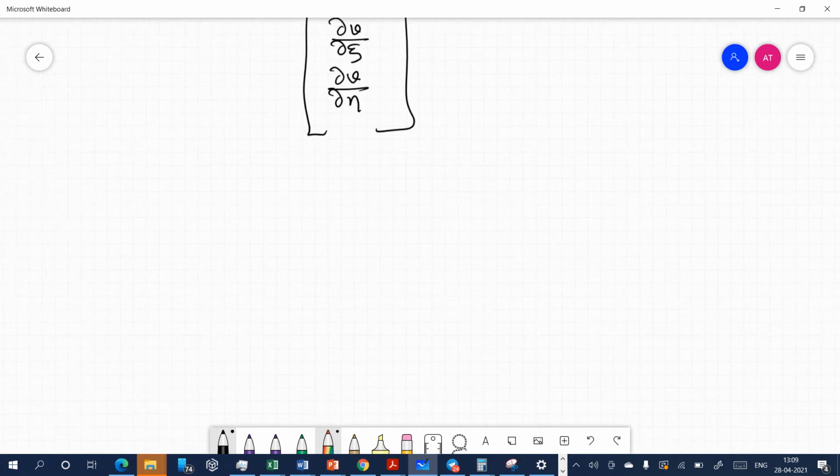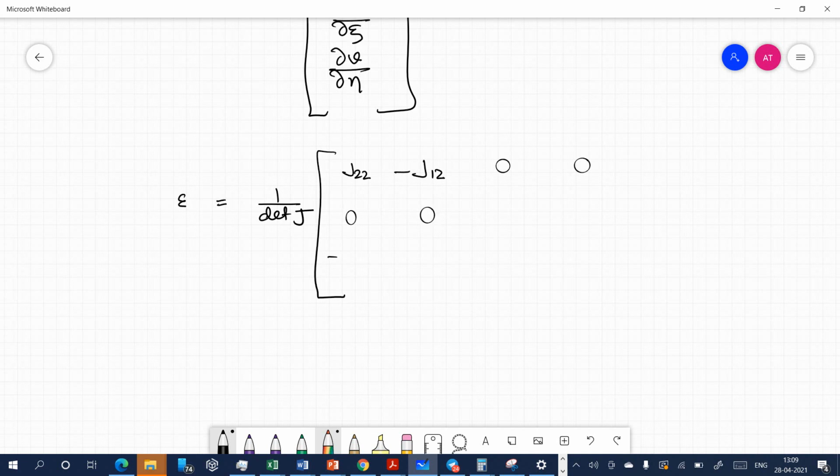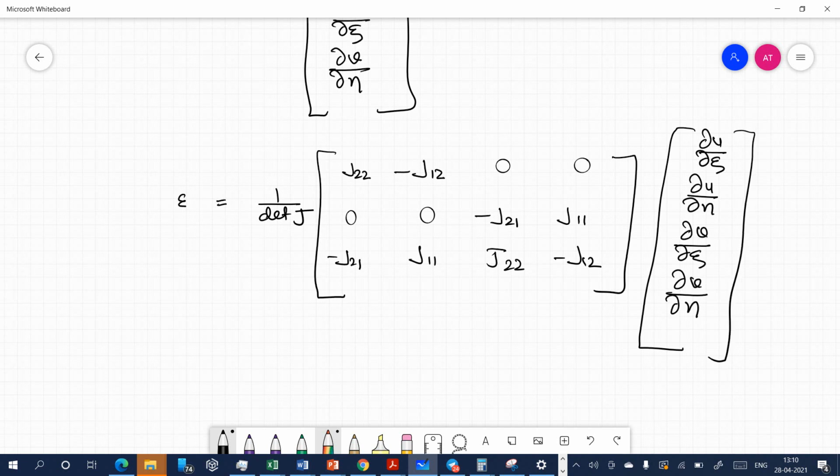And the matrix A. What is this A matrix? The A matrix, or I can write strain as 1 by determinant of J, and then I have this matrix where I have J22, minus J12, 0, 0, then I have here also 0, then I have minus J21, J11, minus J21, J11, J22, minus J12, into del u by del zeta, del u by del eta, del v by del zeta, and del v by del eta, isn't it? So we can solve it.